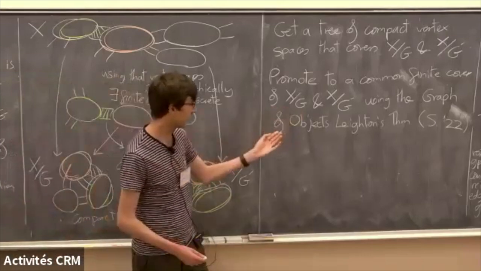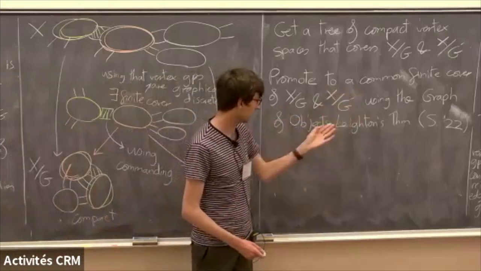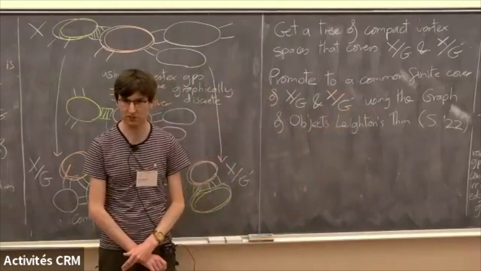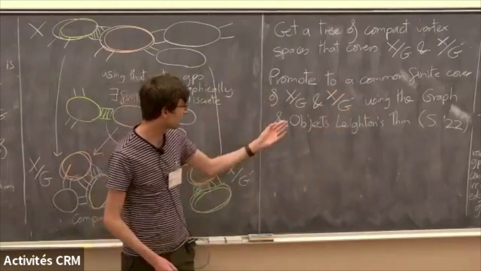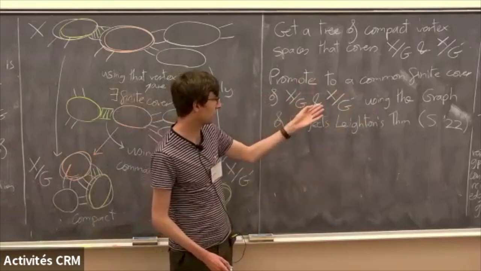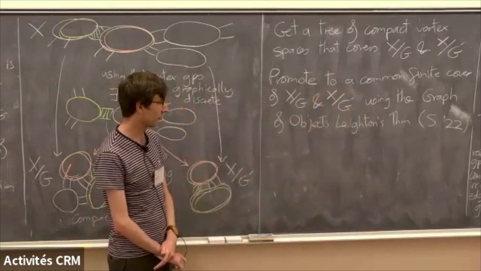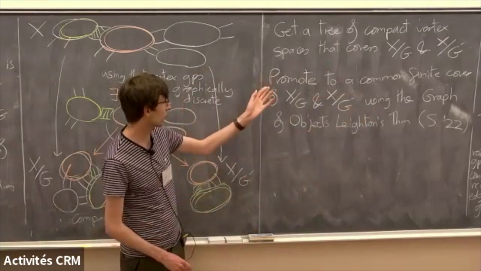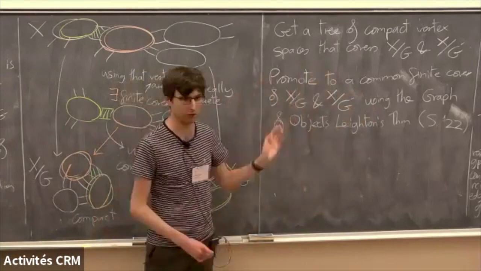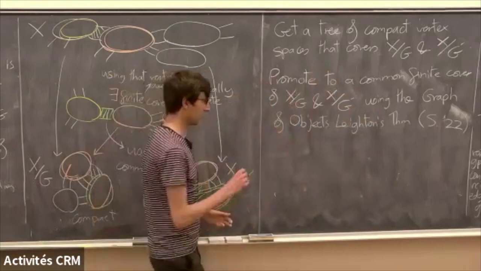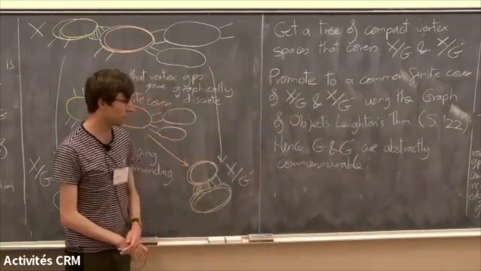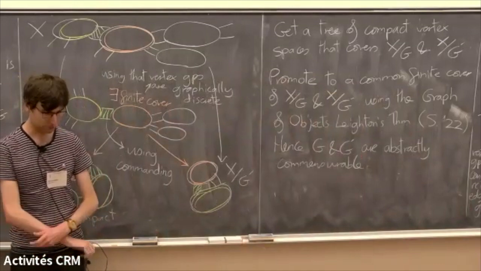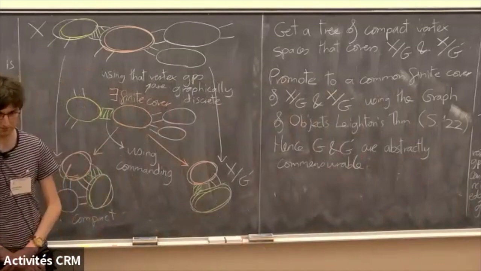This is an important aspect here. These are really just finite combinatorial cell complexes that we're dealing with. It enables us to promote this finite tree of compact spaces to an actual finite cover of the spaces downstairs. Hence, G and G prime are abstractly commensurable. Thanks for listening.